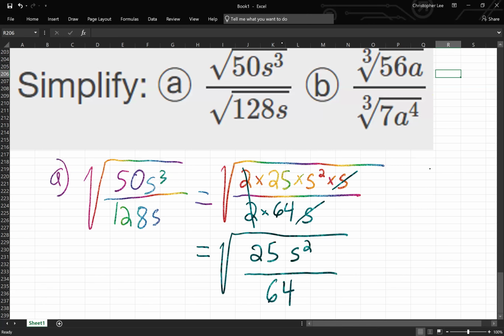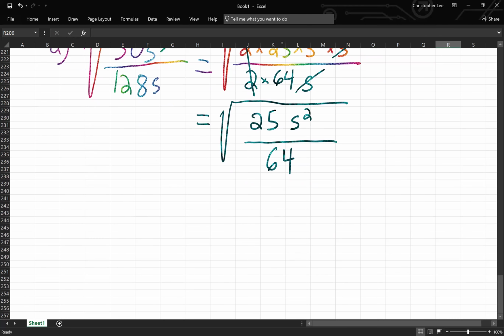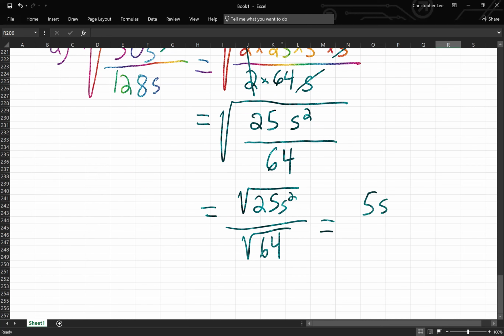Okay. So now all we have to do is just do the square roots of each. Square root of the top, the 25s squared, over square root of the bottom, the 64. Call that 5s up top. Call that 8 on the bottom. That's it. And that's our final answer.